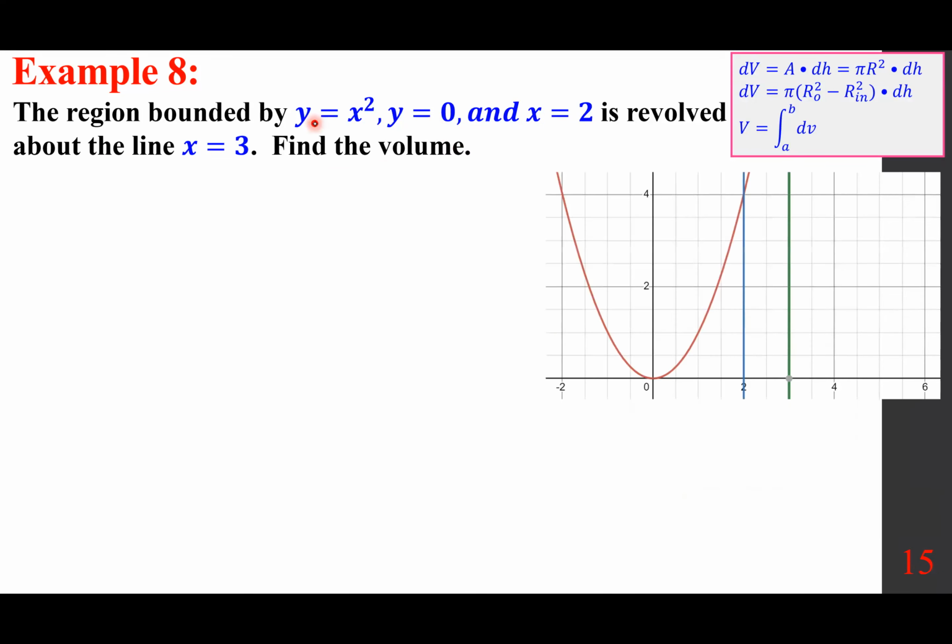And we are going to revolve it about x equals 3, this line. We're going to revolve it about this line. So let's see what happens. As we do the revolving, there is this cylindrical shape created in the middle.